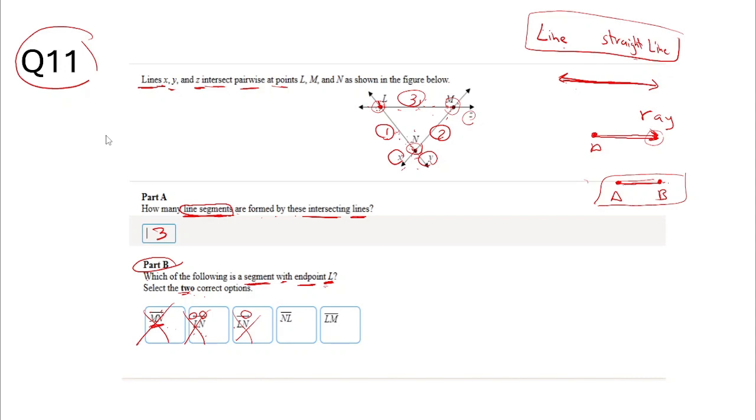Here is NL. Where is NL? Yes, L is one of the endpoints, and here, 2 endpoints. That means this answer is right. Okay, LM, endpoint with L, and there is no arrowhead above, so that means this is the right answer also. So these are the 2 answers.